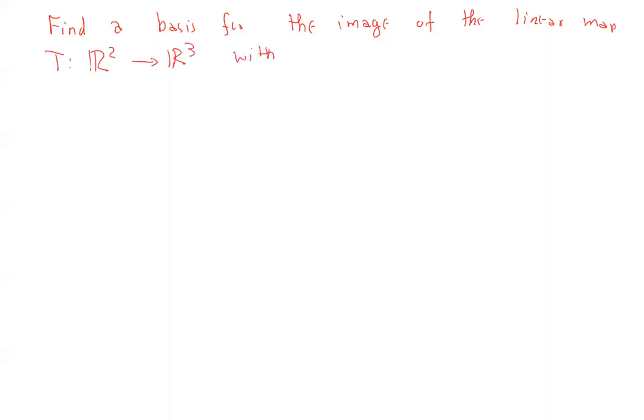So find a basis for the image of the linear map T from R2 to R3 with T of X, Y, I'm sorry, the domain of definition is R2, so I cannot have X, Y, Z. T of X, Y is equal to (2X minus Y, X, Y).